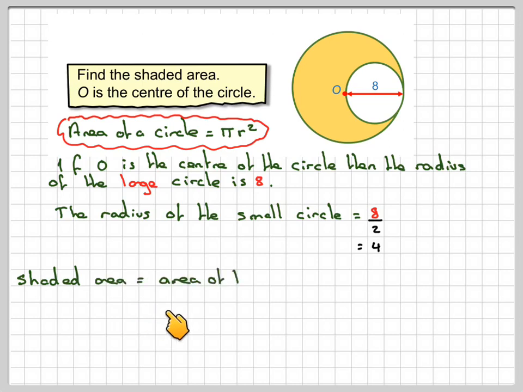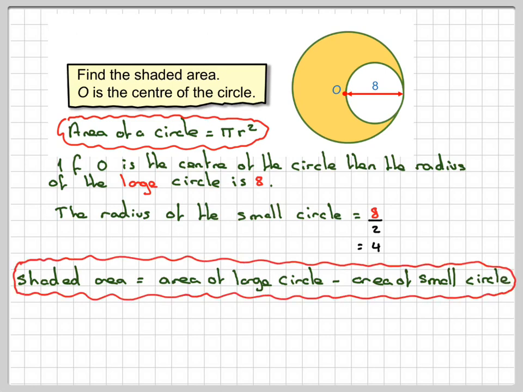Therefore, the shaded area will be the area of the large circle minus the area of the small circle. So the area of the large circle is going to be pi times 8 squared, because that has a radius of 8. The area of the small circle will be pi times 4 squared.